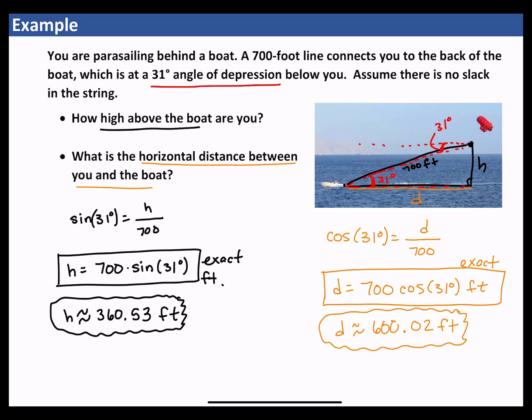All right, so I hope that has helped you visualize how we can use the sine and cosine functions to model some real-world phenomena.